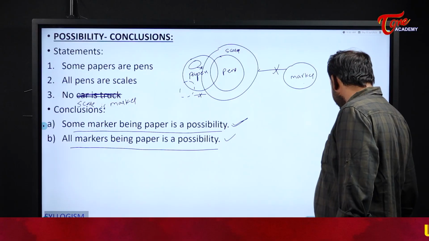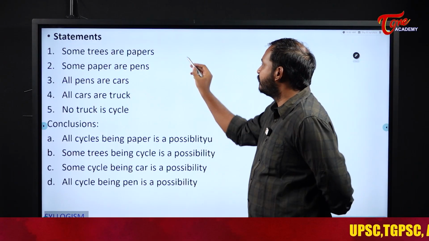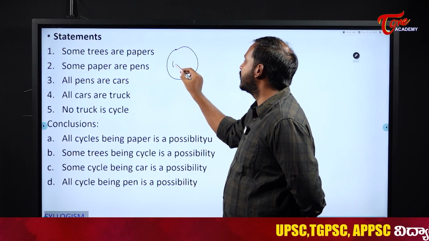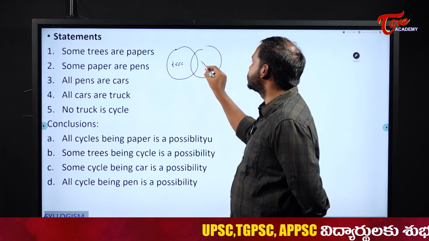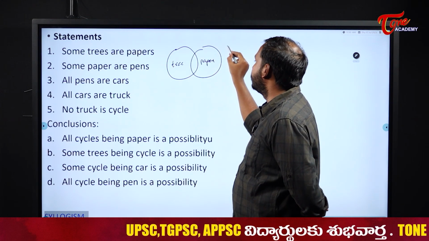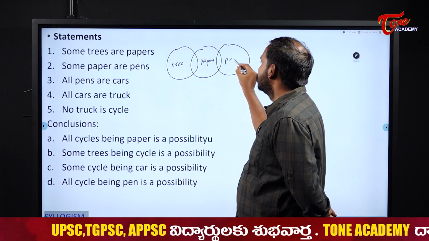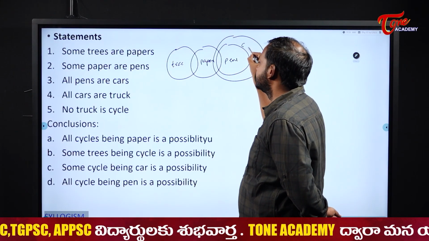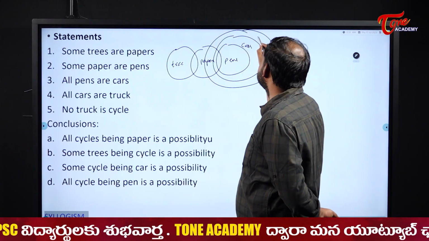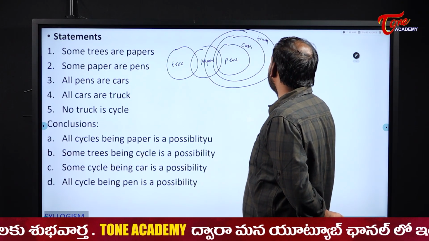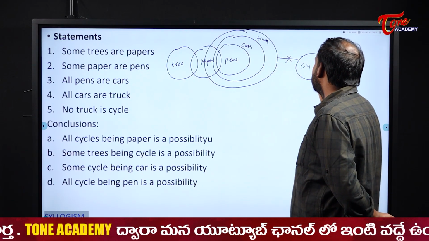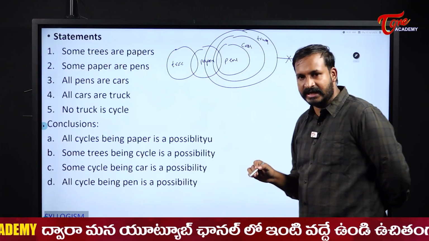Now see the next one. Some trees are papers. We know how to draw the basic diagram. We will draw it quickly. Some trees are papers. Some papers are pens. All pens are cars. All cars are trucks. And no truck is cycle. So this is the basic diagram which I have.